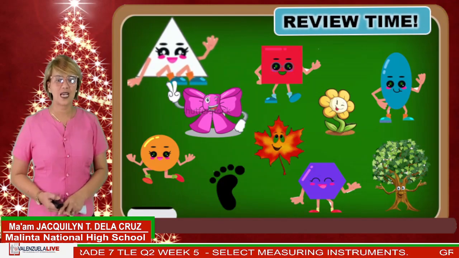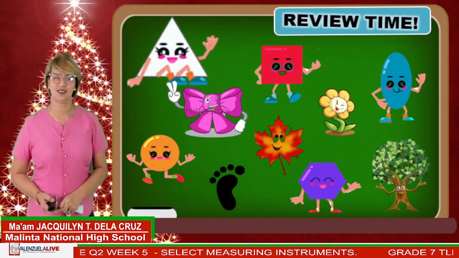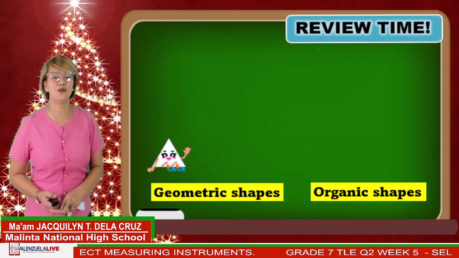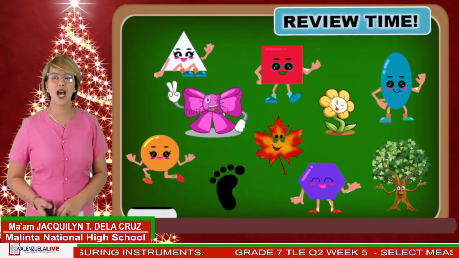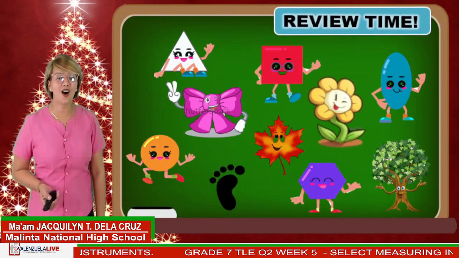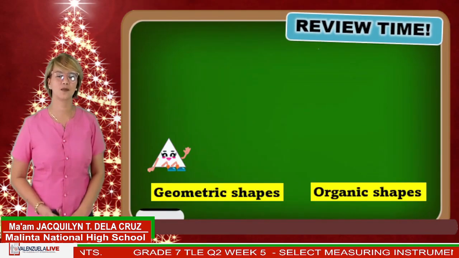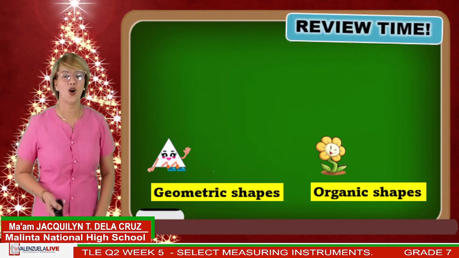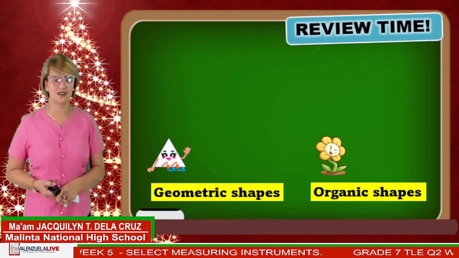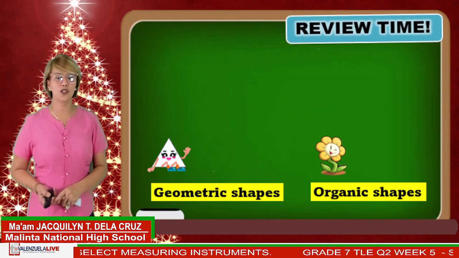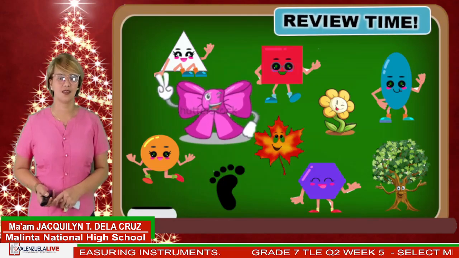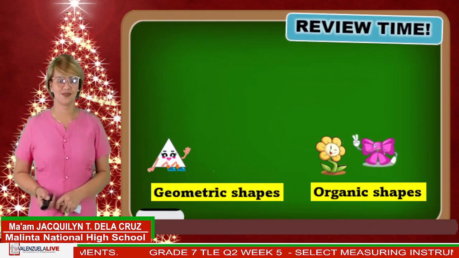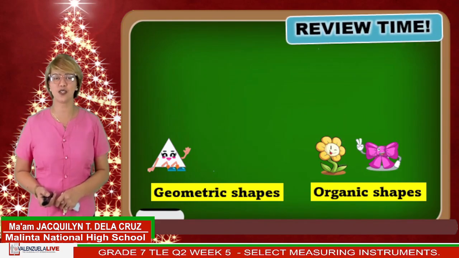What do you think is the group of Terry Triangle? Geometric shape? Perfect. How about Flowery Flower? Organic shape? Perfect. Rubber Ribbon is also lost. Where do you think he belongs? Organic shape. That is correct.